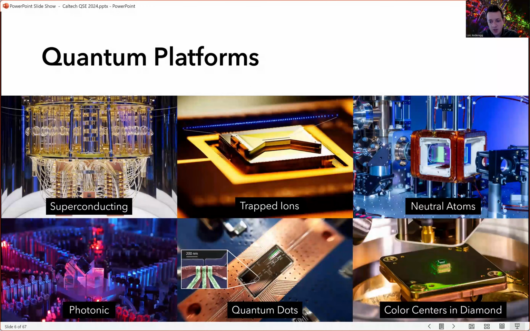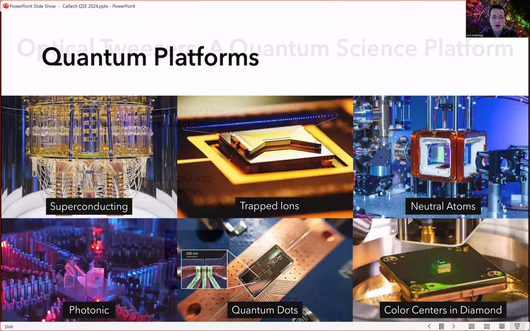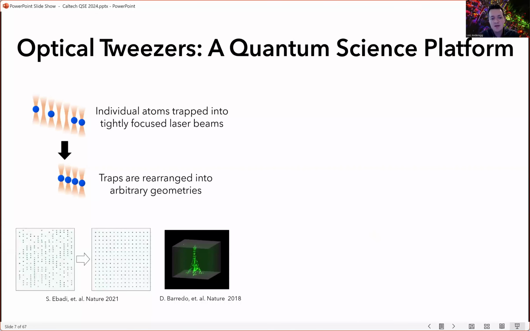So these neutral atom quantum computers work by using what's known as optical tweezers. The idea of optical tweezers is that you have very tightly focused optical beams, and they're so tightly focused that each one of these beams is able to load a single atom or a single molecule in our case. You can then rearrange these tweezer traps in arbitrary dimensions and geometries, whether it be in 1D, 2D, or even 3D. And it's really this programmability and controllability that this platform affords that gives it its strength.